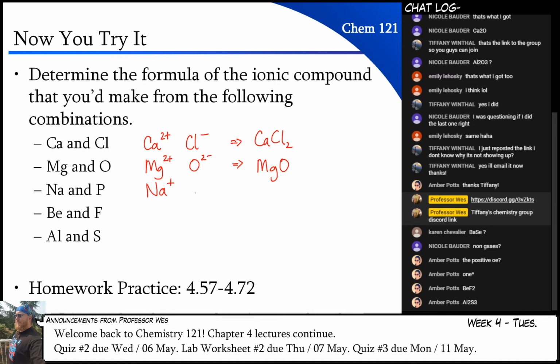Sodium will be +1 because we've seen it plenty before. It has 1 valence electron. We get rid of it. Phosphorus has 5 valence electrons. We're going to give it 3 more to make it have an octet.